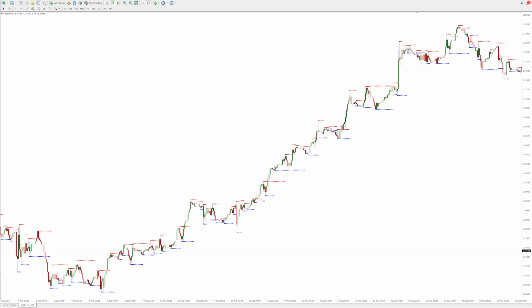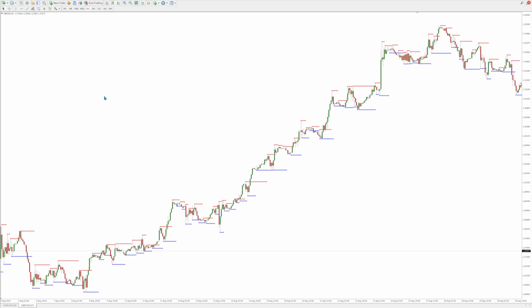Welcome to my video on the dynamic support and resistance indicator, where I'm going to show you a simple strategy that you can use to capture moves such as this one for around 600 pips. I'm using the MT4 MetaTrader 4 trading platform. You can apply this strategy to any trading platform.